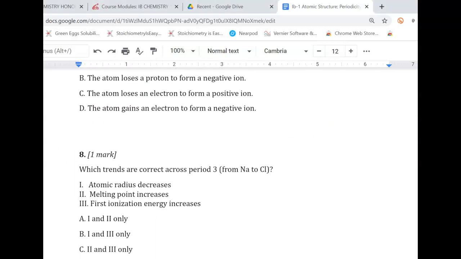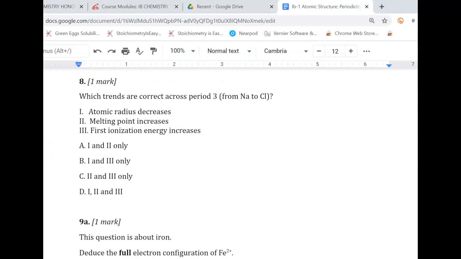Number 8, which trends are correct across period 3? We actually had notes on all of these. We did spend time talking about atomic radius and first ionization energy, but you might have wondered about melting point. While that was in your notes, you might not have spent some time learning about it. So let's see if we can talk about Na all the way to Cl. Well, let's talk about states of matter all the way across the periodic table.